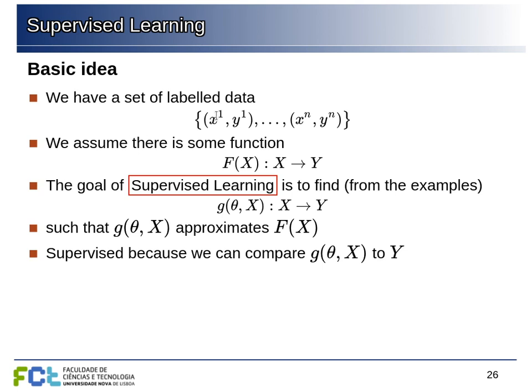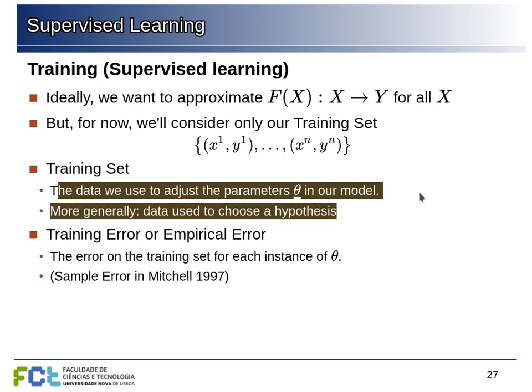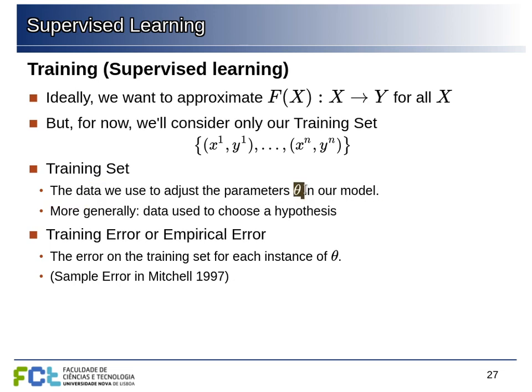And it's supervised because since we have the target values in the training data, we can always check the performance of our different hypotheses when we are selecting the hypothesis. So for now, we're going to consider only the training set. We'll see that there are some additional problems here, but we're going to look at them later on. And the training set is the data we are going to use to adjust the parameters in our model. So basically, we're going to use it to select the best hypothesis.